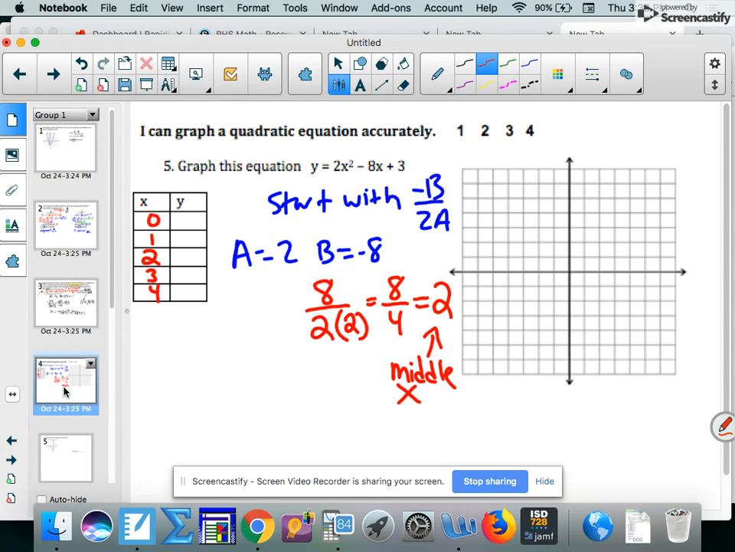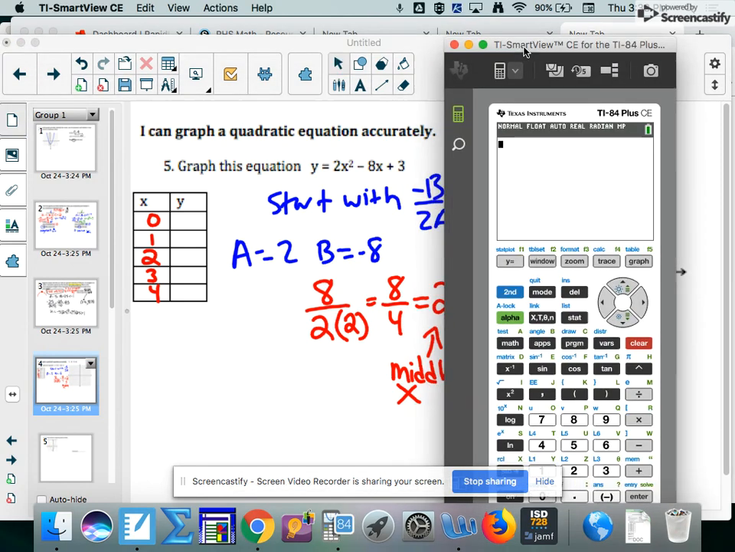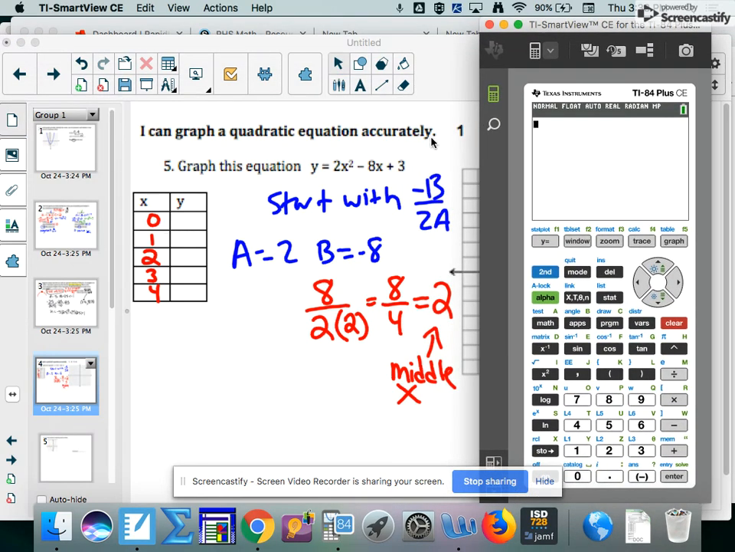To find your y values, you have to plug in each x value. So I'm going to start with plugging in 0. And you can do this in your calculators if you want. Some of them you can do in your head. But I'm going to plug in 0 first into this equation. So I have 2 times 0 squared minus 8 times 2 plus 3.